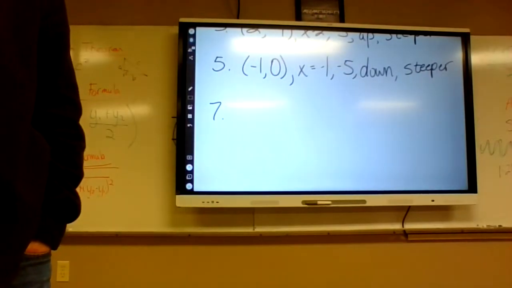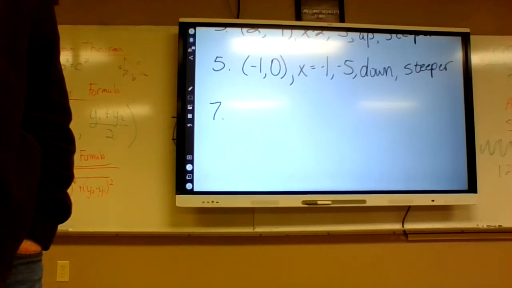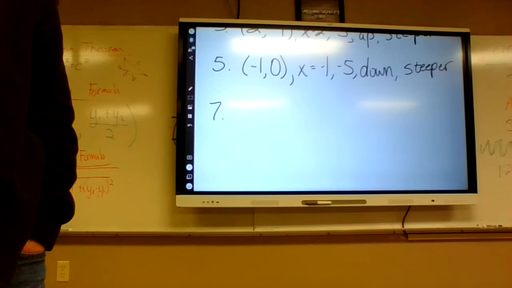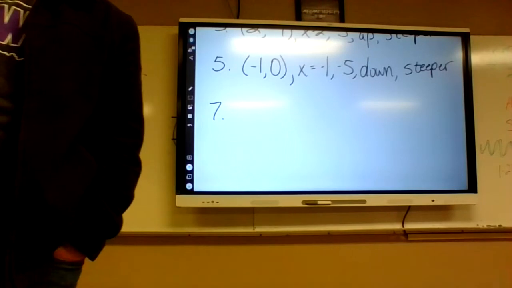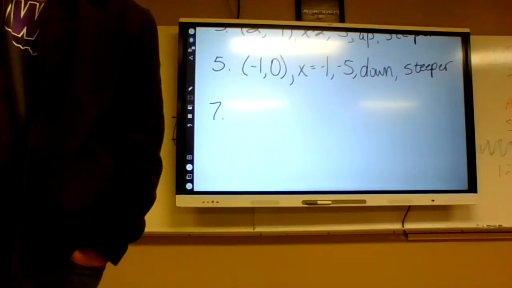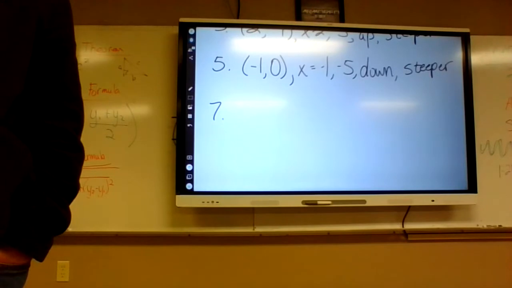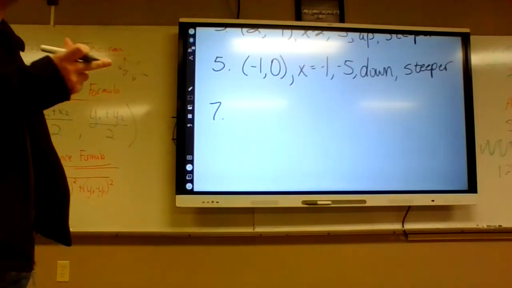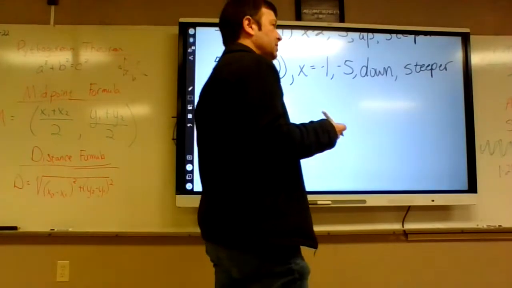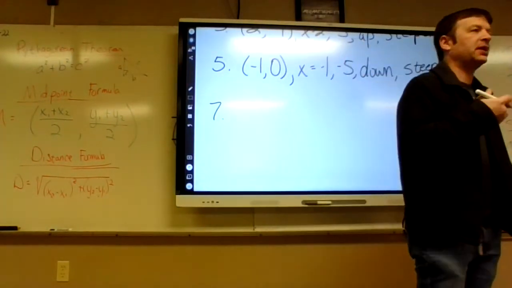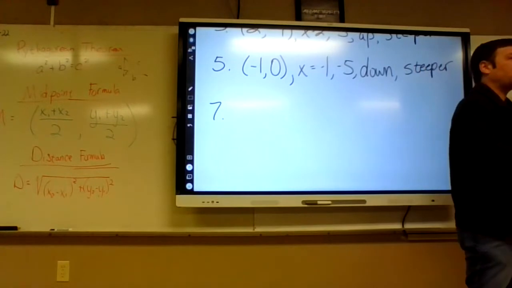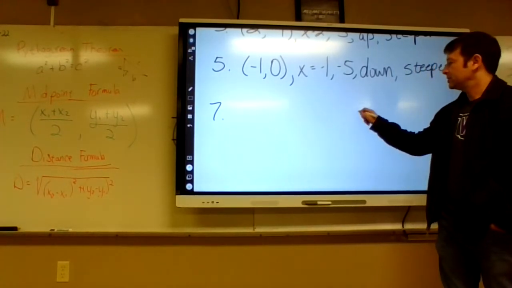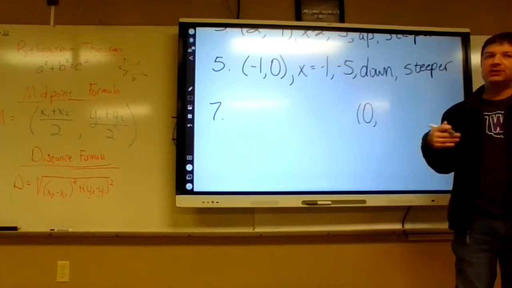Okay, number 7. Okay. On number 4, where's the vertex going to be? Notice on 4 there's no number in the parentheses with the x. There's nothing with the x, it's just x squared. So that means the vertex is not going to move left or right at all. So the x coordinate of the vertex on 4 is 0.